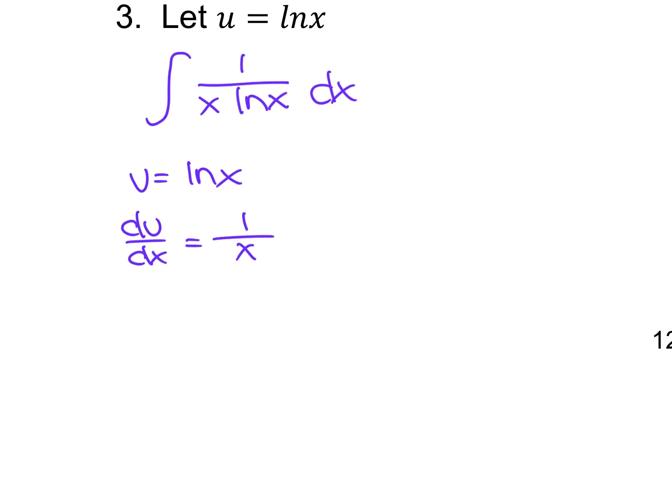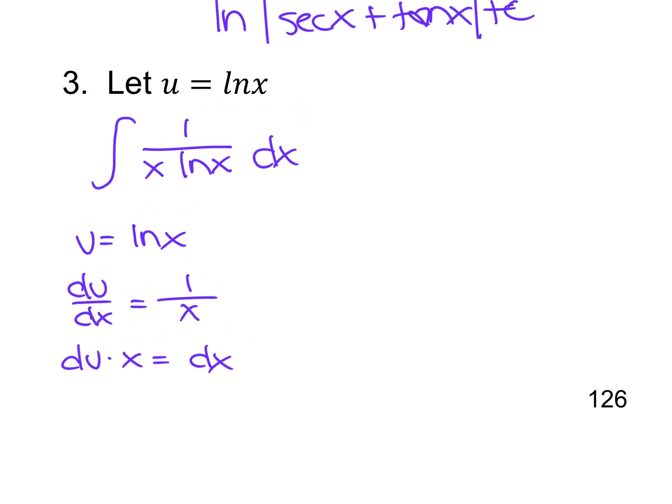I would then solve for my dx, multiply the x to the left: du times x equals dx. All right, so then I go back in and I substitute. So when I go back to my integral, I'm going to substitute 1 over, I keep my x, ln of x is my u, and in place of my dx, I put in du times x.